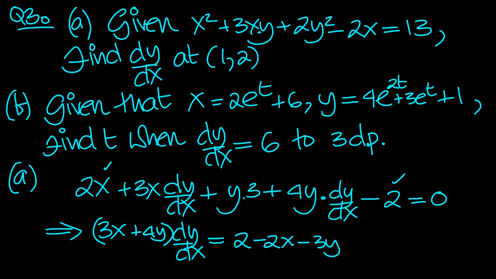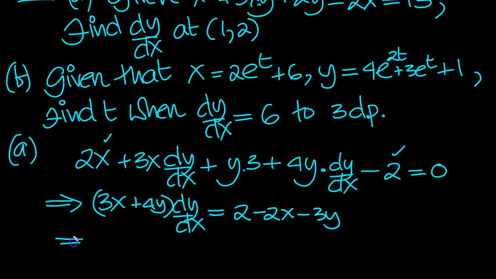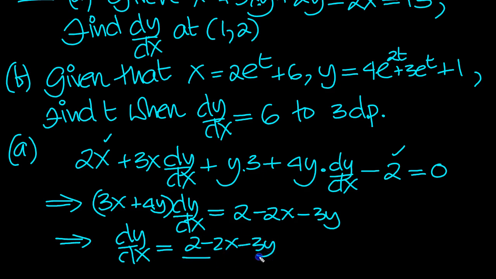So that tells us then what dy/dx equals. So why don't we get that, even though we're not asked explicitly to do that in the question. It's 2 minus 2x minus 3y over, I move this from times down to divide, 3x plus 4y. There we go.